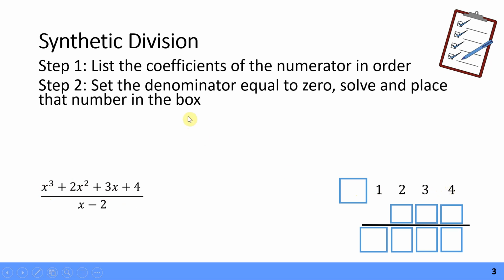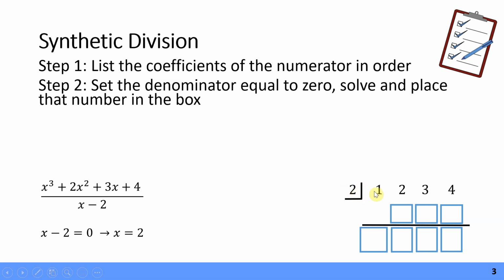Now, step number 2, you're going to set the denominator equal to 0, solve, and place that number in the box. So there's going to be a little box here, and it's going to come from here. I'm going to grab the denominator, which is x minus 2, and set it equal to 0. In order to solve this, I move the 2 to the other side, so it becomes x equals 2. And that's the number that's going to go in this little compartment. Okay, so that's what synthetic division looks like.